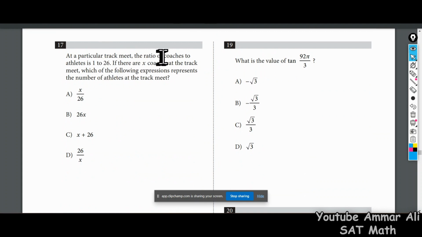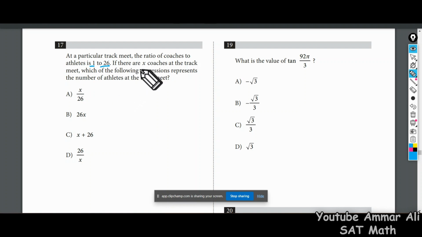At a particular track meet, the ratio of coaches, blah, blah, blah. So what are they asking us here? They are asking us how we can represent the number of athletes for each coach, because they're telling us there is one coach per 26 athletes. That is the ratio. When we interpret ratios, you can think of it as something per something else. So for every one coach, there are going to be 26 athletes. That's what this ratio means.